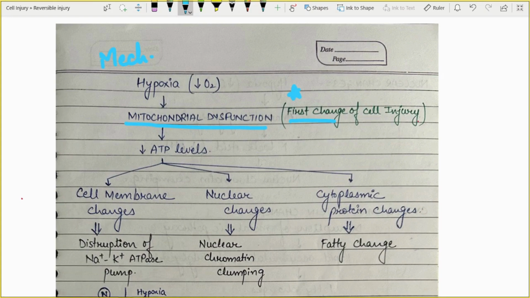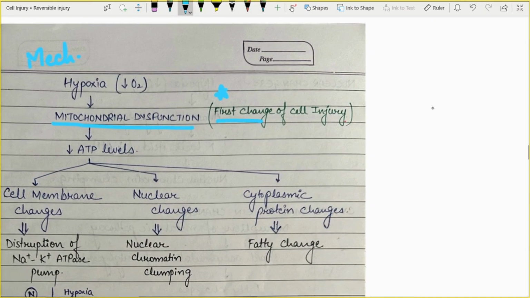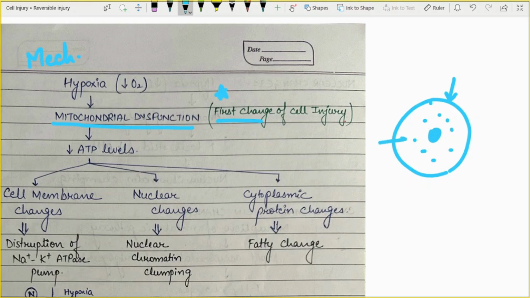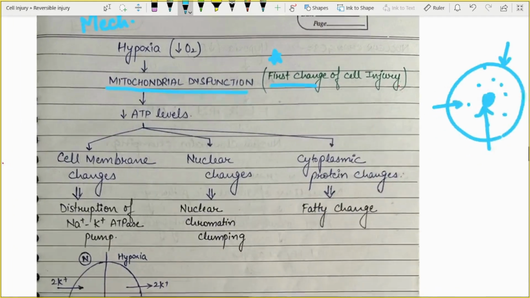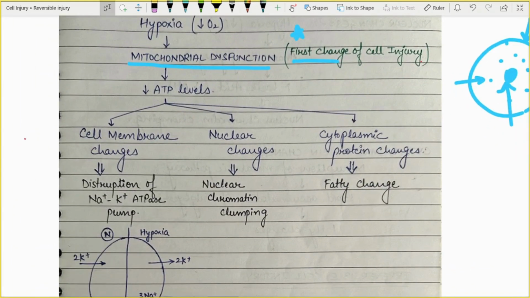Since we know our cell has three forms, that is, it has a cell membrane, it has cytoplasm and the organelles, then it has a nucleus in the center. Now, decrease in the ATP level would lead to changes in all the three forms. It will lead to change in cell membrane, in the cytoplasm, and changes in the nucleus too. Now, what happens to the cell membrane?